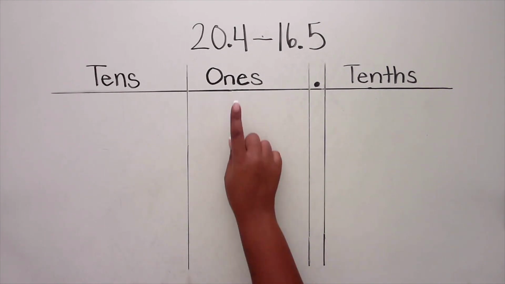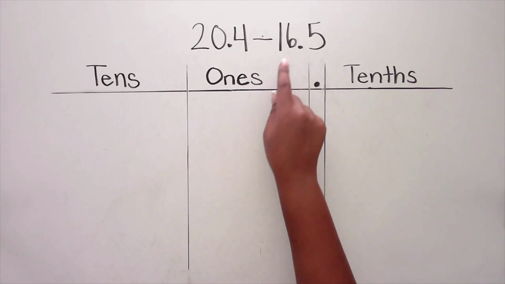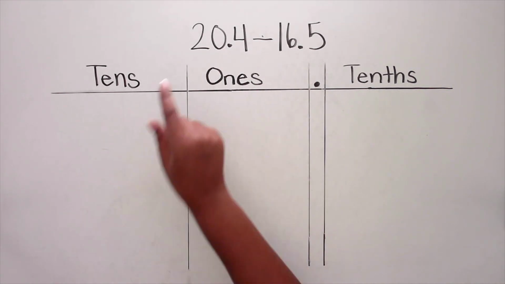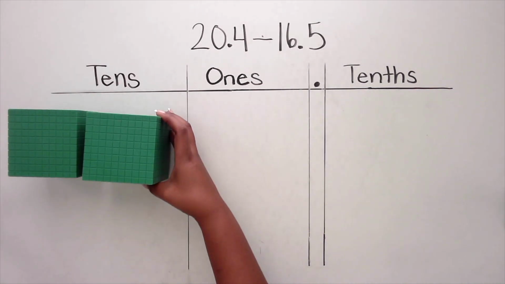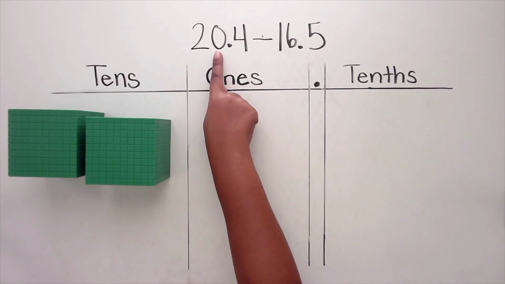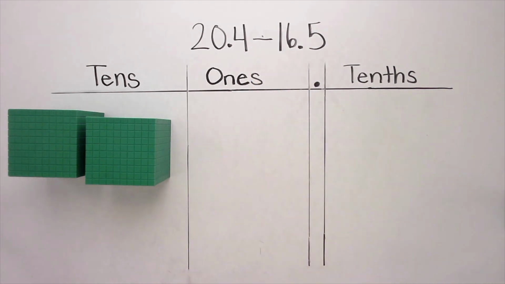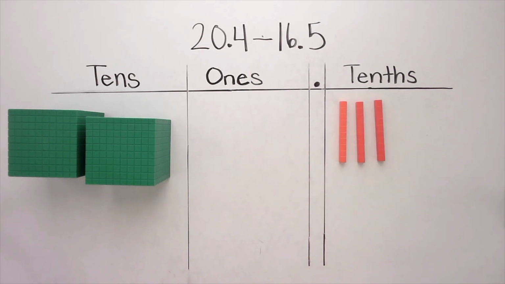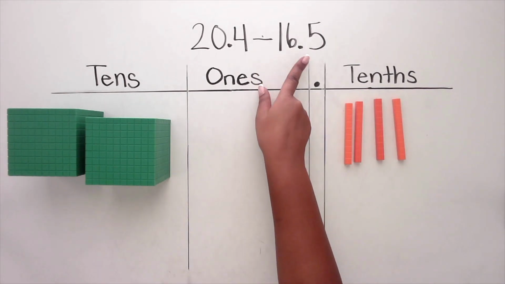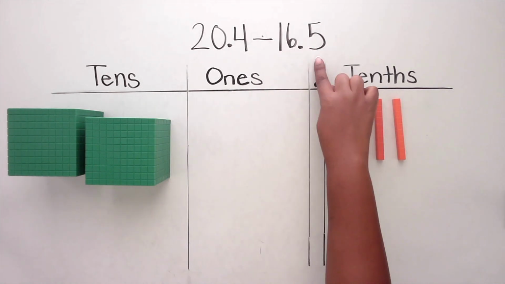Let's look at 20 and 4/10 minus 16 and 5/10. I'll represent 20 and 4/10 using two large cubes for the tens. There are 0 ones, so 0 flats, and I'll use 4 rods for the 4/10. To subtract 16 and 5/10, I'll need to remove 1 large cube, 6 flats, and 5 rods.